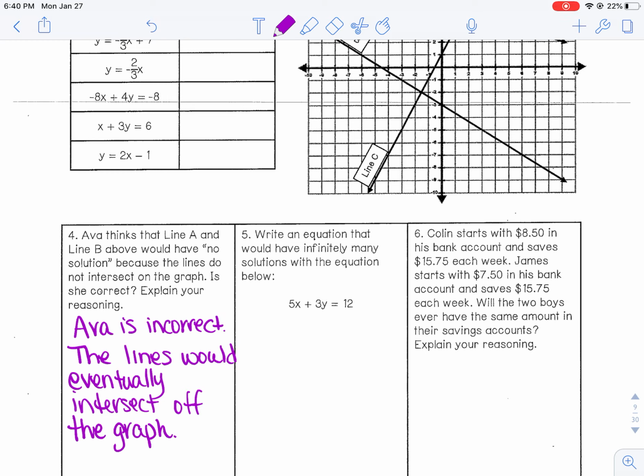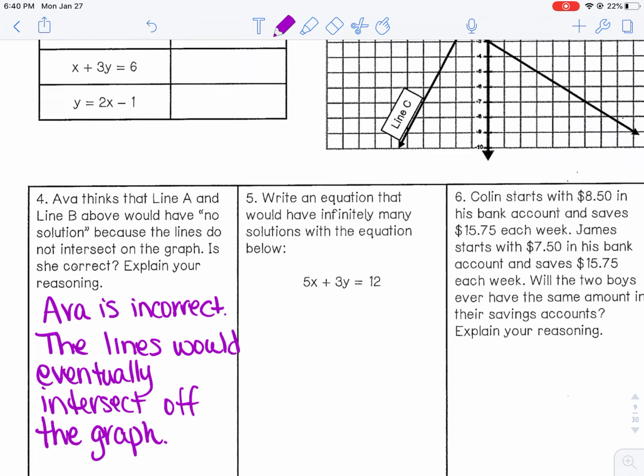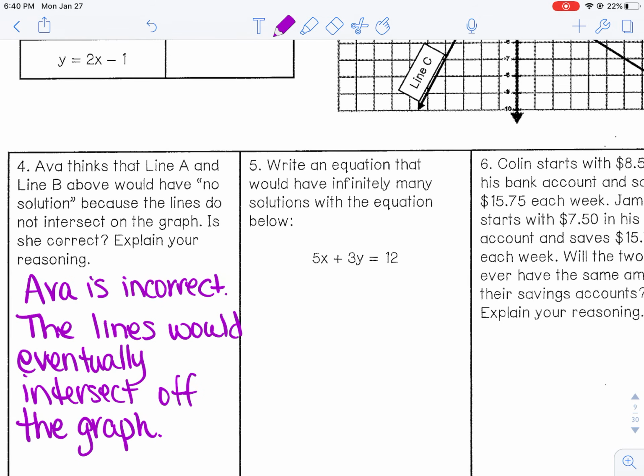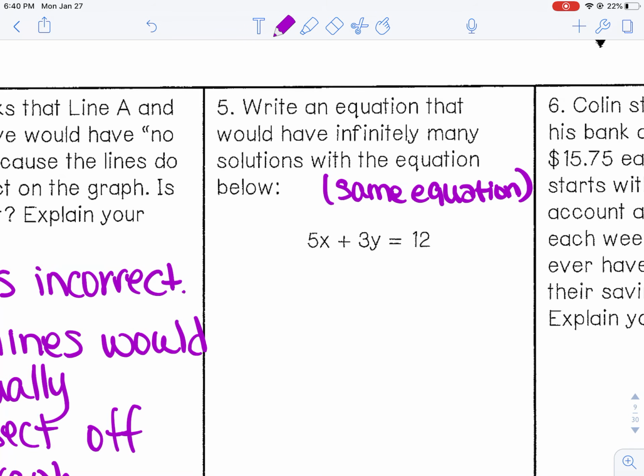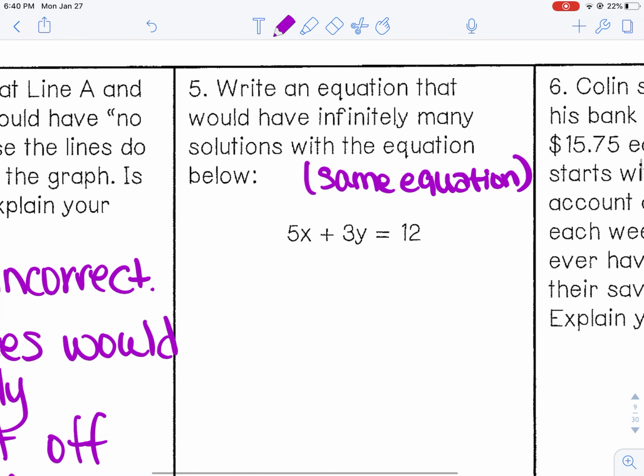Number 5 says write an equation that would have infinitely many solutions with the equation below. So that means, like we said earlier, that they would be the same equation. Okay, so let's put that equation down here, this 5x plus 3y, let's put it in slope-intercept form. So if you have to flip over to the front of your page, you can. We need to move the x term to the right side of the equal sign. So I'm going to do the opposite of what's there, and I'm going to subtract it.